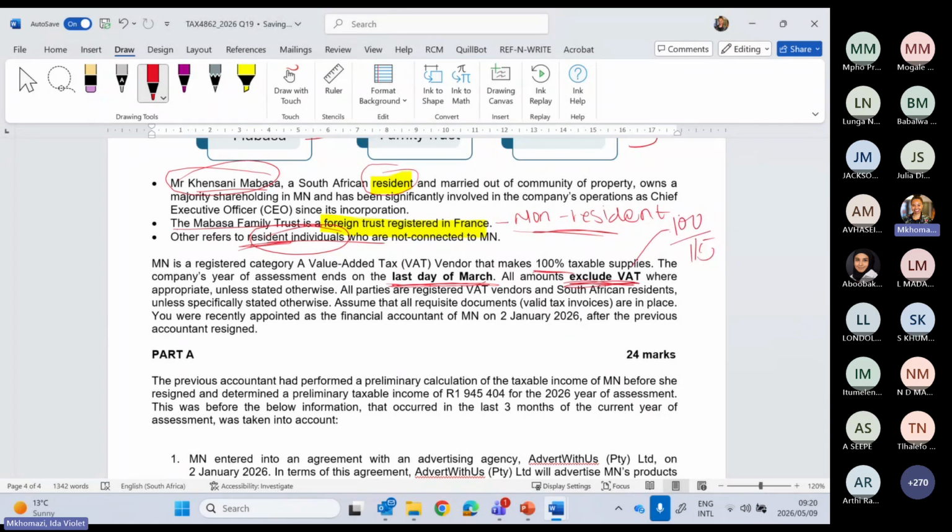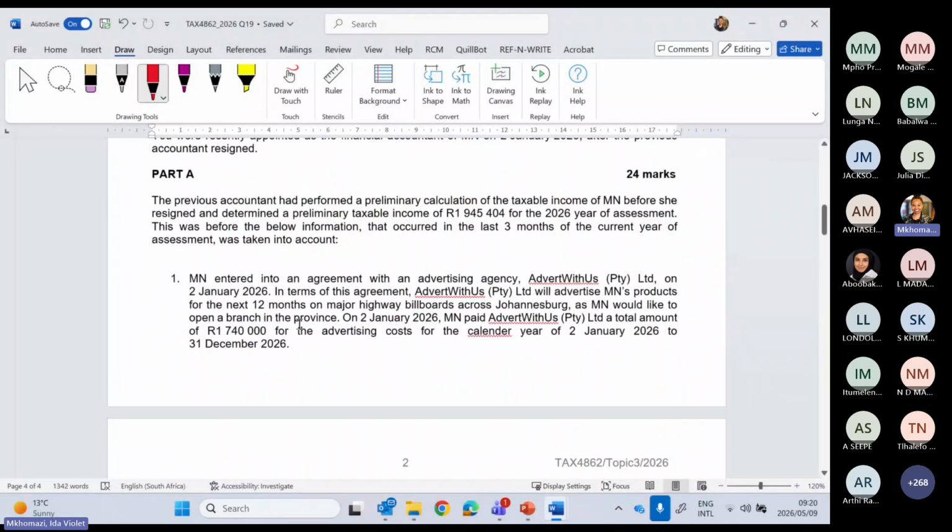Okay, so if I was in your shoes when I was preparing for this question, these are some of the things that I would have highlighted for myself and kept at the back of my mind as I am reading.